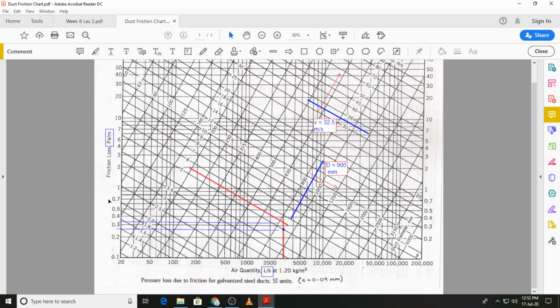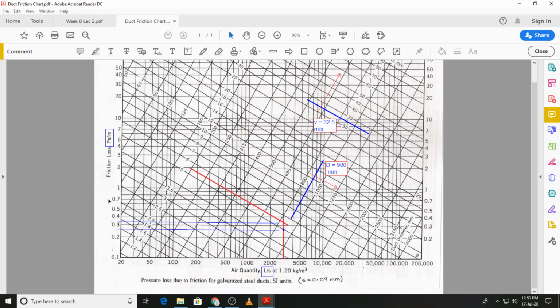If you want to use a rectangular duct, you will first have to convert it into an equivalent diameter, then use that value on the chart. For example, if we have a rectangular duct which is 1 meter long, and the two sides are 660 millimeter and 265 millimeter, then if you calculate the equivalent diameter it will come out to be 446 millimeter.